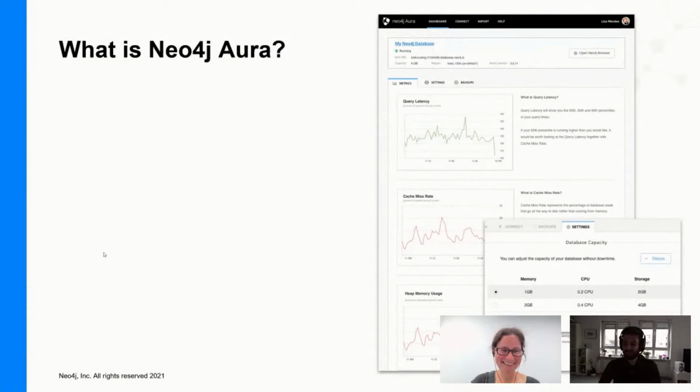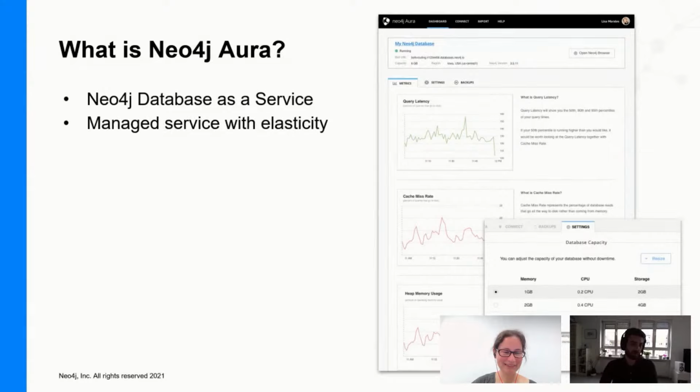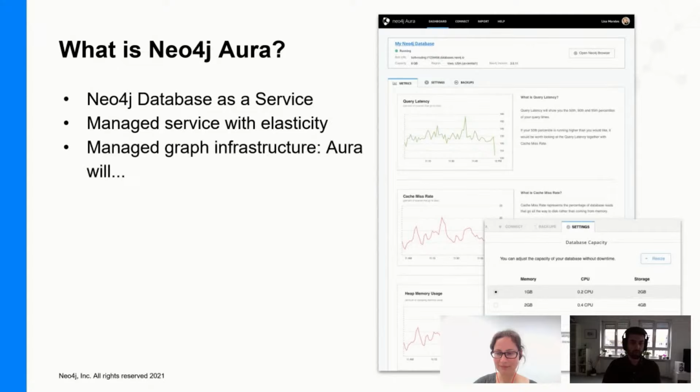Quickly, maybe I want to give you a rundown on what Neo4j Aura Free is. It's on the right-hand side, you see a screenshot of it. It is a Neo4j database as a service in the cloud. It's a managed service with elasticity, so depending on your demands and requirements, you can scale it up and down. Aura Free is a limited first step, and if you decide to go further with Professional or even further than that, you can scale it up.